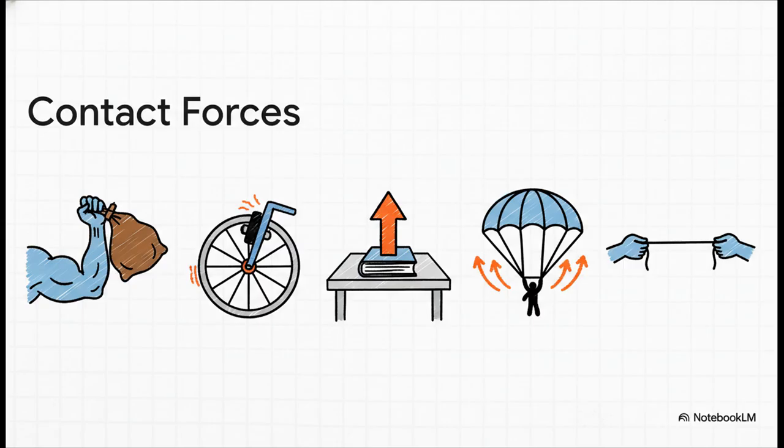The table pushing back up on a book? Yep, that's a force. We call it the normal force. A parachute catching the wind? That's air resistance. And the tug you feel on a kite string? That's tension. The one thing they all have in common? They require direct physical contact to work.